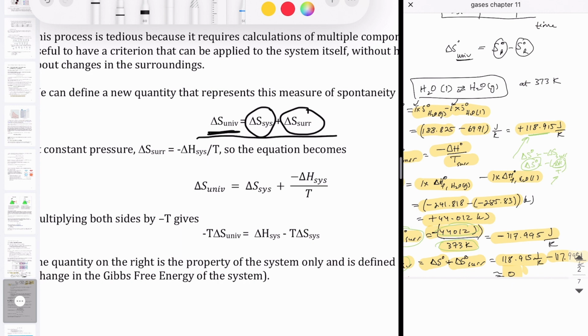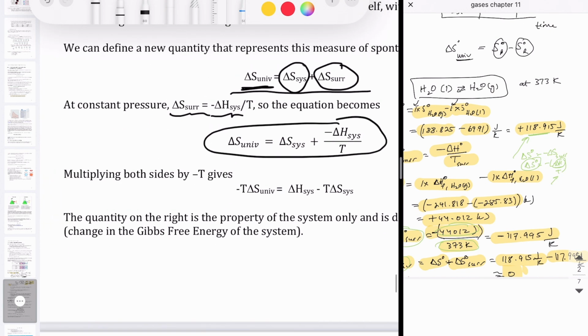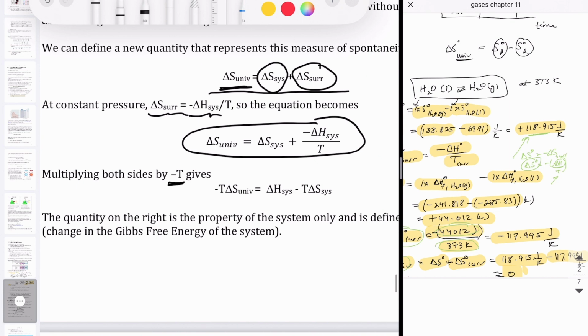So we start with this equation of the delta S of universe equal to delta S system plus surrounding. And we express the delta S of surrounding as negative delta H of the system over temperature, which makes the equation now look like this. And then if we were to multiply both sides by negative T, we're going to get negative T delta S of universe on the left, and we get negative T here. We'll cancel that out and the negative as well, so we're just left with delta H of the system, and then the negative T multiplied with the delta S of the system gives us negative T delta S.